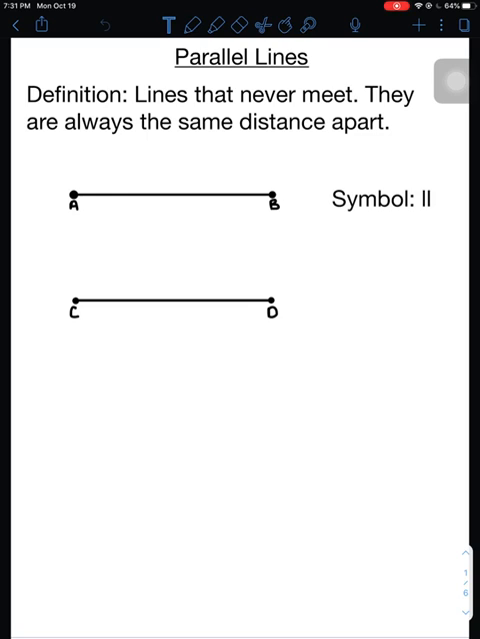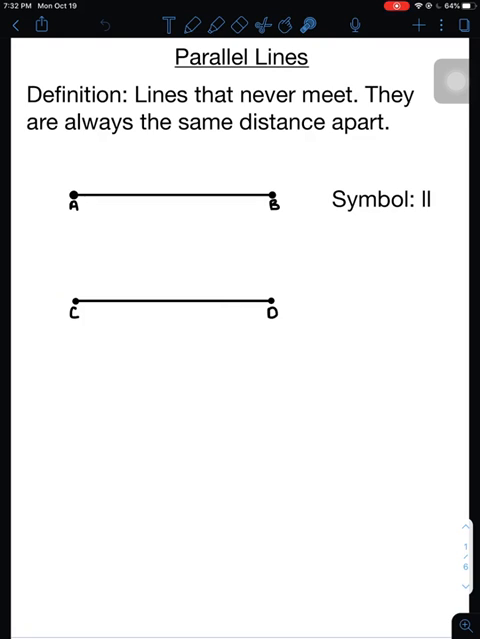Okay, so in this video, we are gonna go over parallel lines, transversals, and their relationships. So let's start with parallel lines. This definition is also in your virtual classroom, and it says parallel lines are lines that never meet and they're always the same distance apart. We have an example here, and it gives you the symbol. The symbol for parallel lines is these two little lines, and we're going to see how that applies.